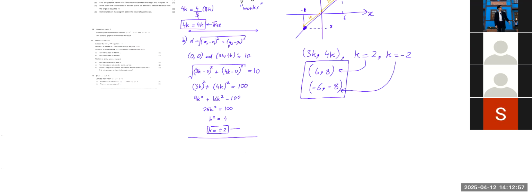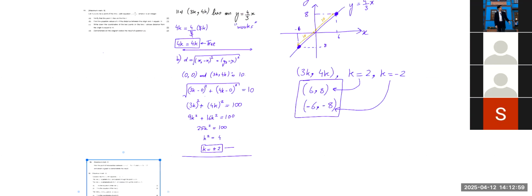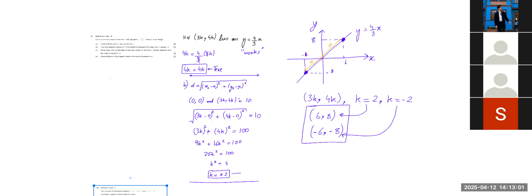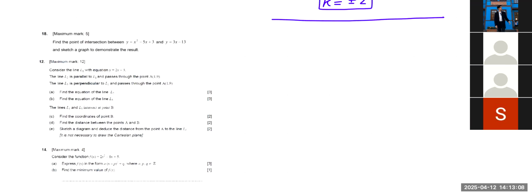So any questions about this question? No. All right. Next question. Find the point of intersection between these two.